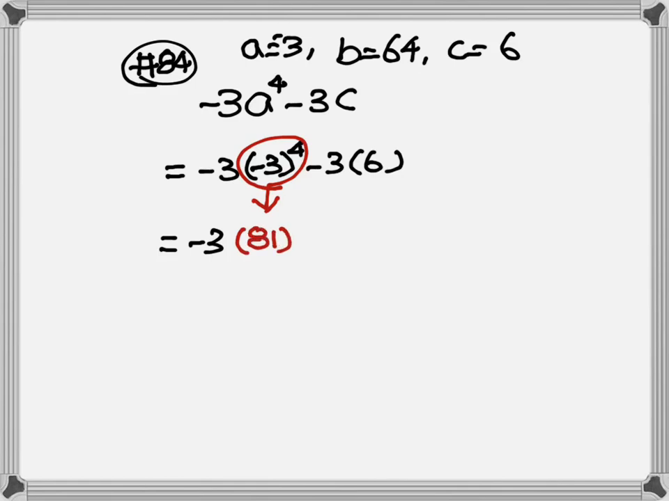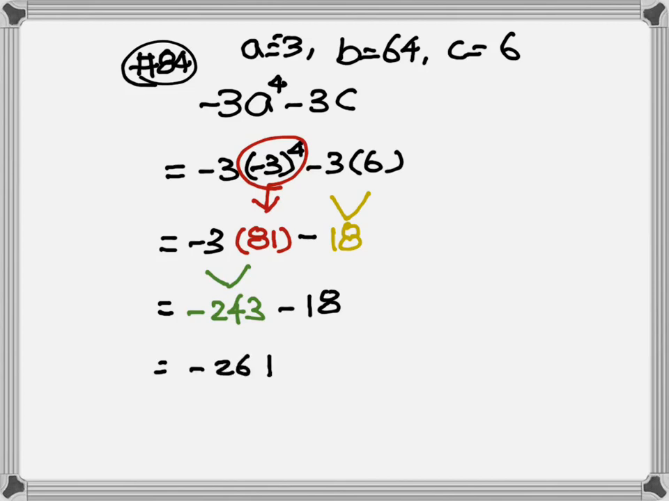Then bring down the minus. We're going to multiply the two numbers: 3 times 6 gives you 18, so it'll be negative 18 here. Let's go back to the front. Multiply negative 3 times 81, which is negative 243. Bring down minus 18. Both are negative numbers, so you add the two negative numbers, which is negative 261. And that's the answer.